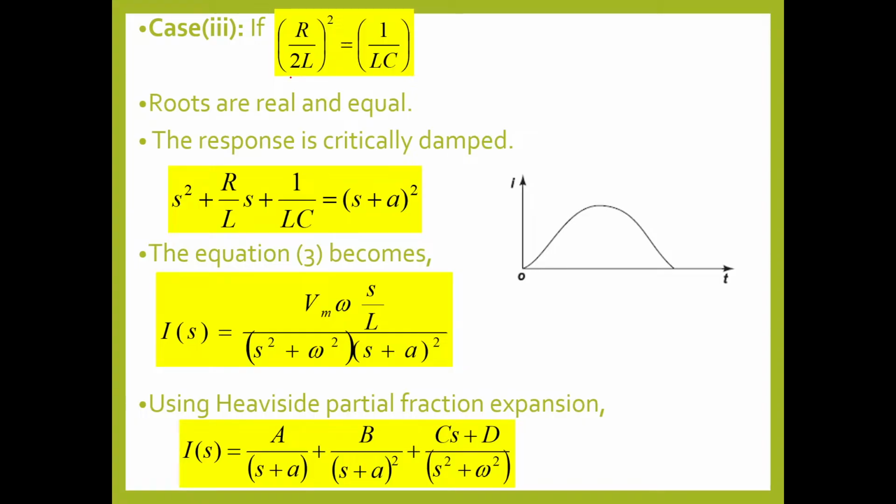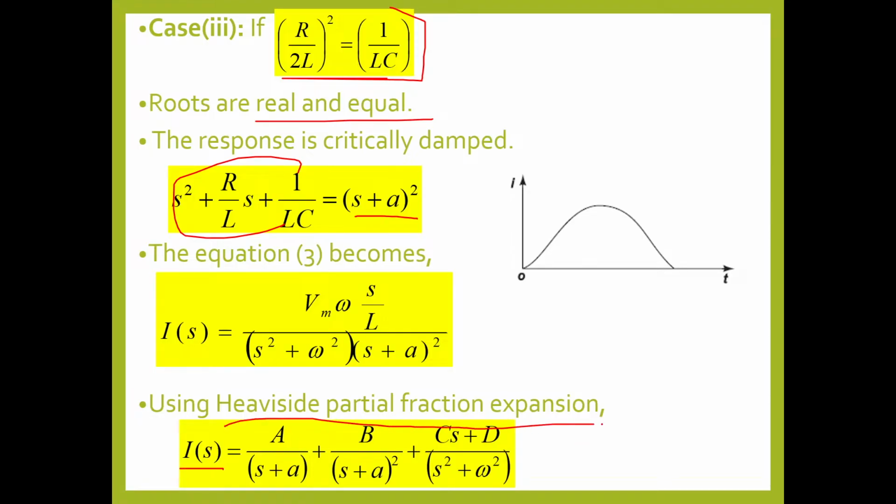Now the next case: I have assumed these two terms are equal to each other, that is (R/2L)² is equal to 1/LC. If they are equal, the roots will be real and equal. So I have considered (s+a)(s+a), or (s+a)² written here. Instead of this term, you can write (s+a)². So I of s will be, by partial fractions, this expression.